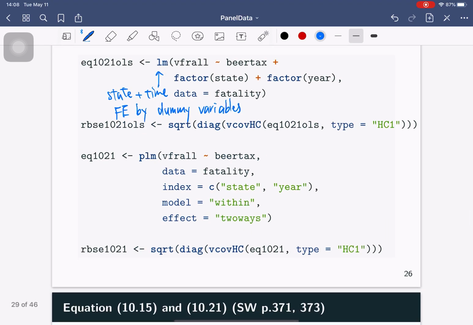Okay, and here I use the package plm in R. I also use a panel data model, a linear model. I use the id and time again. I use the within option because I want to use a fixed effects model, and two-way is about state and time fixed effects in our model.